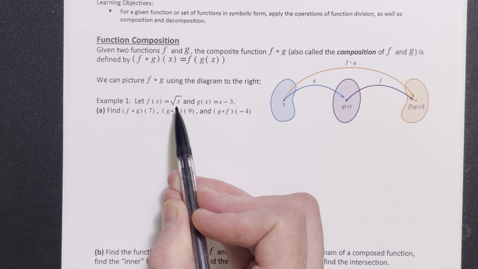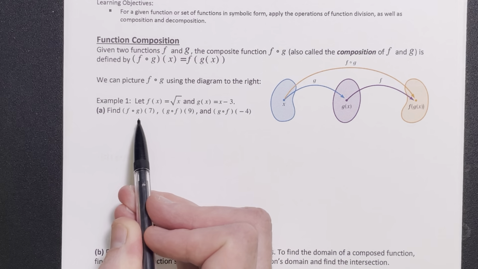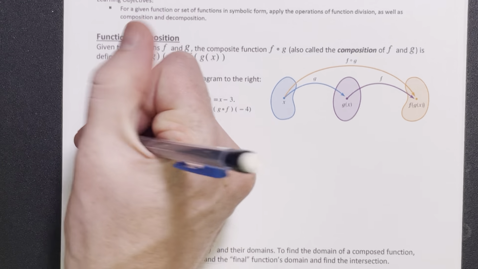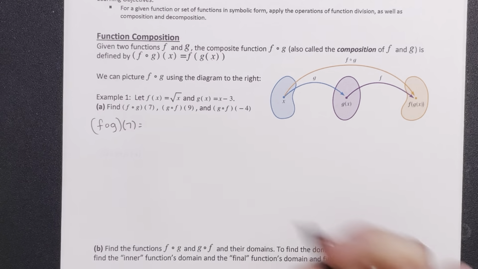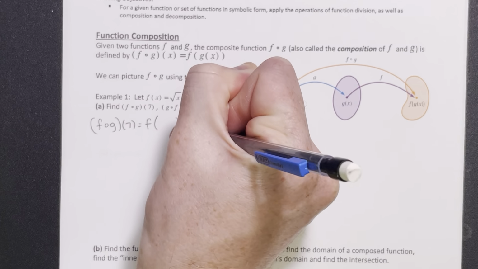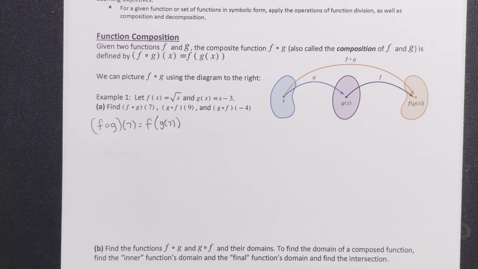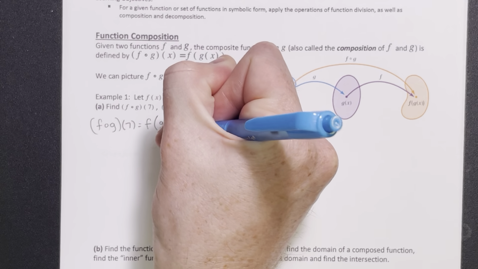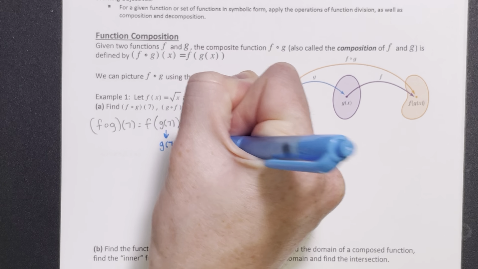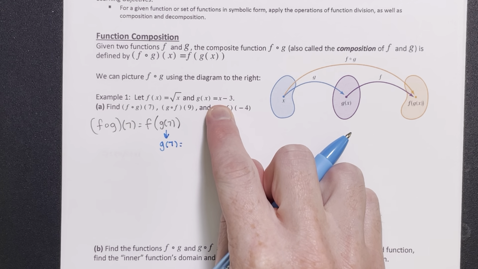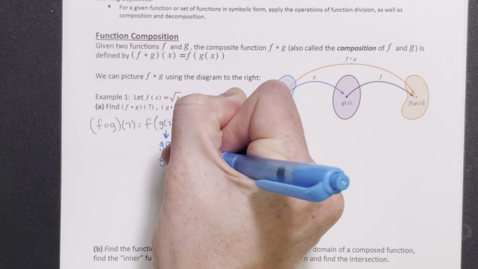F of x is the square root of x, and g of x is x minus 3. So let's find f of g of 7. So f of g of 7 can be rewritten as f of, and then g of 7 inside, and that helps us see that g of 7 is going into f. So we first want to figure out what is g of 7. In my g of x function, we're going to plug in 7, so I end up with 7 minus 3, and g of 7 equals 4.